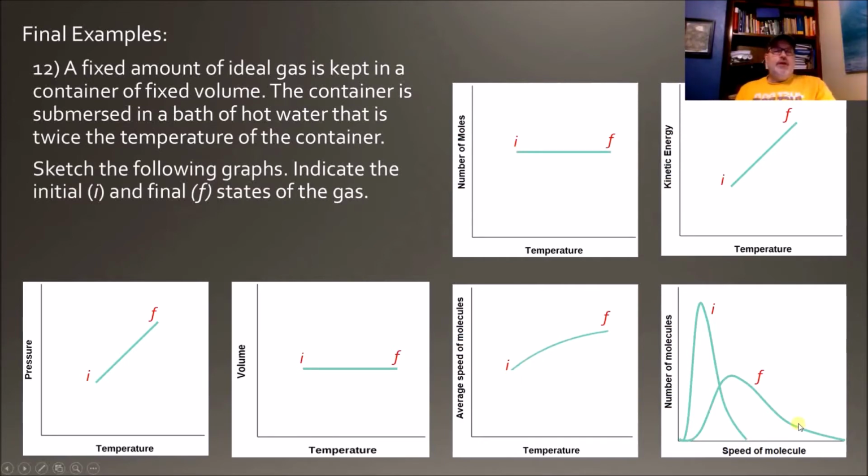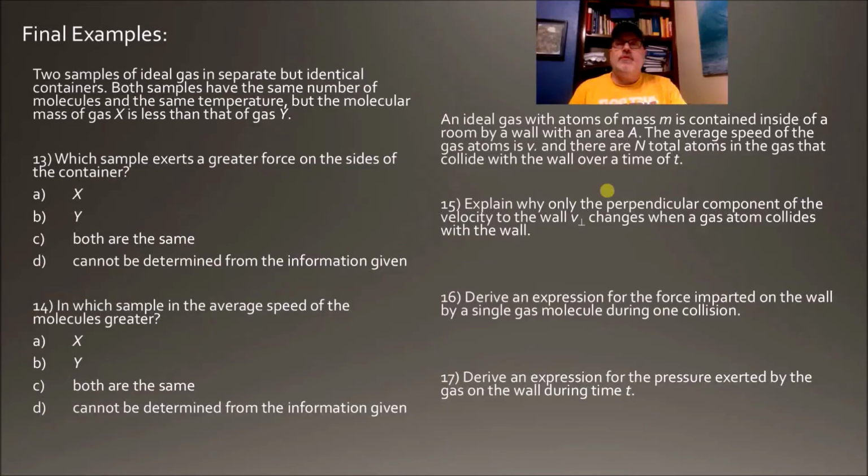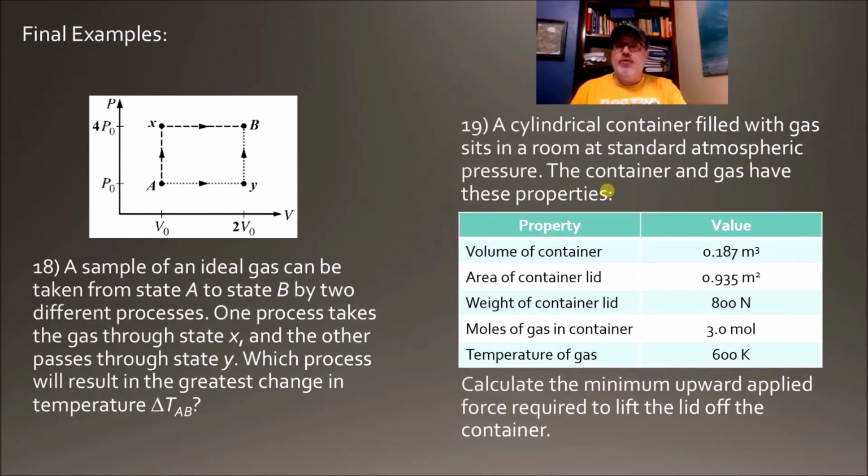But our last one is the fact that we begin at a cold state and we end at a hot state. And so our initial state has the speed of the molecules bunched down to the left. And then as it gets warmer, the molecules spread out more to the right. And there we go. For our last set of questions, I'd like for you to take a look at them, pause the video, and then try to work them yourselves.